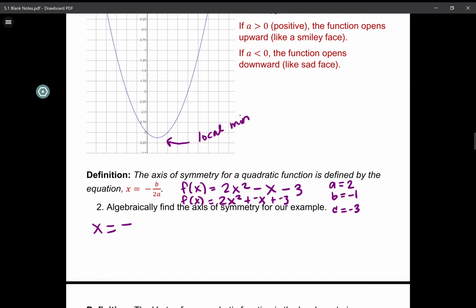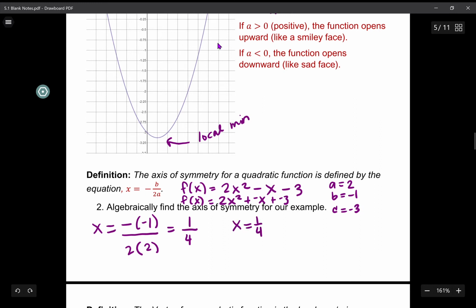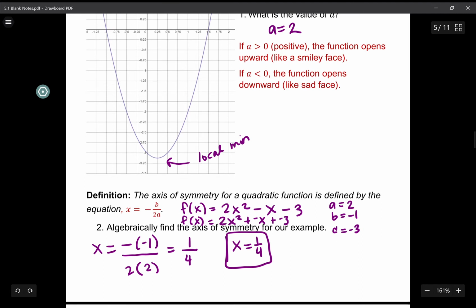So plugging this into my formula for the axis of symmetry, I get minus b, which is negative 1, over 2a, which is 2. So minus negative 1 is positive 1, 2 times 2 is 4. So my x equals 1/4 is my axis of symmetry. And now I use my graph as a tool to support my algebra, and I can go up and look, and I say, yeah, if I look at this parabola that I graphed on Desmos, and I drew in my axis of symmetry there, it does look like it's happening at x equal to 1/4.